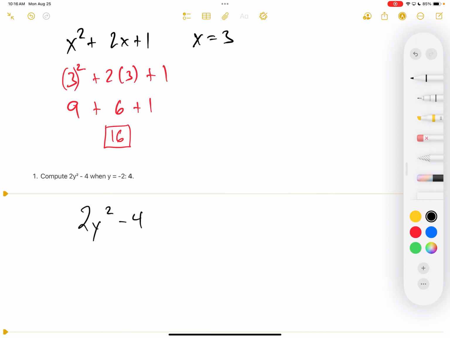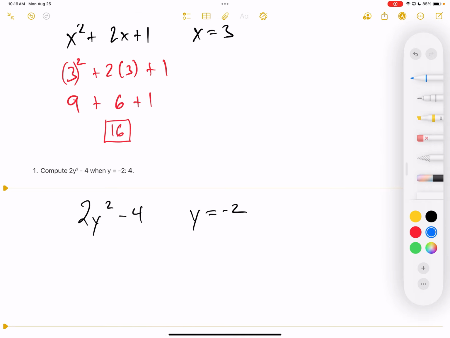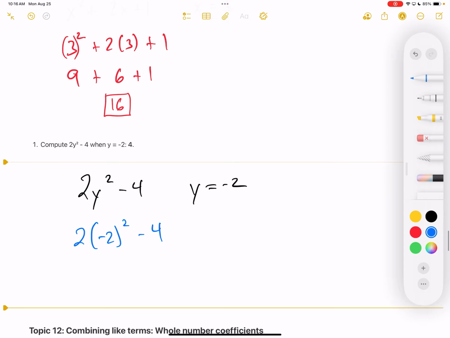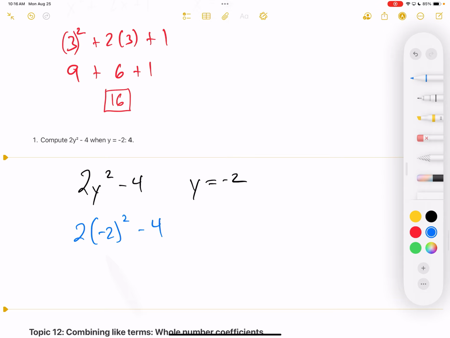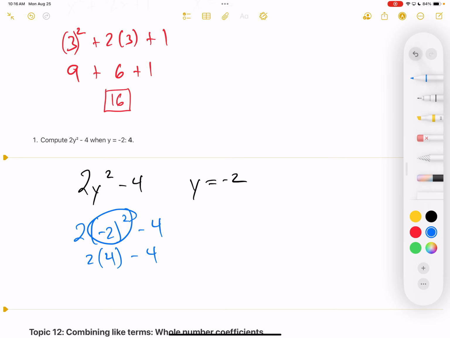2y squared minus 4, y equals negative 2. All right, so on this one, I'm plugging a negative 2 in for my y. Be careful with your negative here. What you are actually doing is negative 2 times negative 2. So this becomes positive 4. Do not multiply first. You do your exponent first, right? Please excuse my dear Aunt Sally. You do exponent before you multiply. So you do this part first. Negative 2 times negative 2 is positive 4. And then 8 minus 4 is 4.